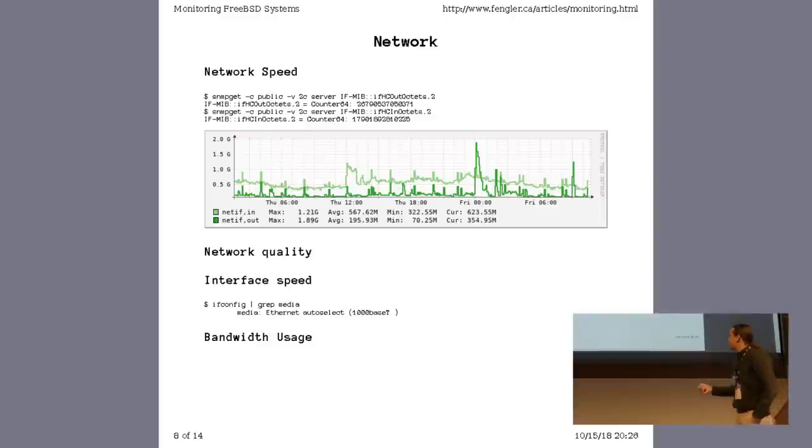Thankfully, as I've already said, the media line tells you the speed of the interface. Linux does not do this, which is very painful because you have to go digging through ETH2O, which is not something you would normally do. So it makes it a lot harder to find it there. But a carefully crafted grep can get you the exact speed of the interface and report it out. And as long as it's the speed you want it to be, you're in business.